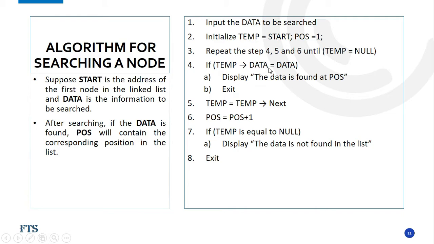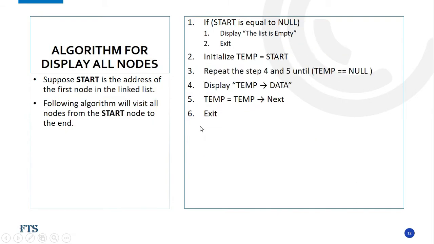If temp data is equal to data, display the data is found at pos, then exit. Temp should move to the next. Pos should be incremented by 1. If temp is equal to null, display the data is not found in the list. Finally exit.